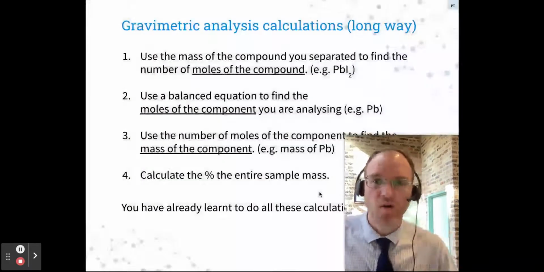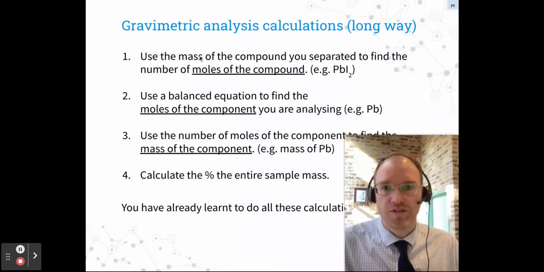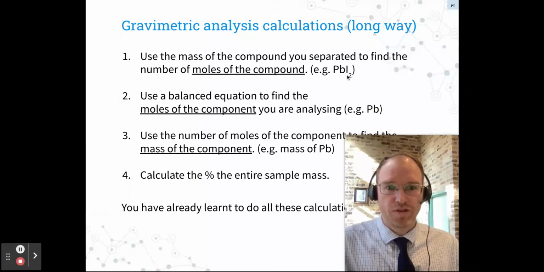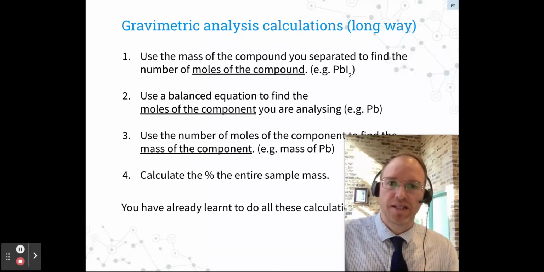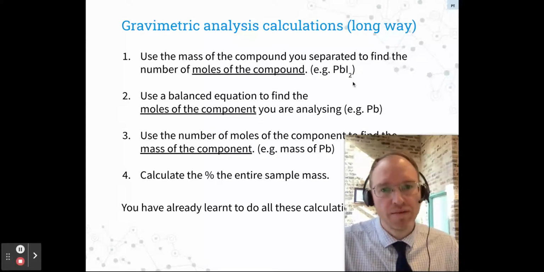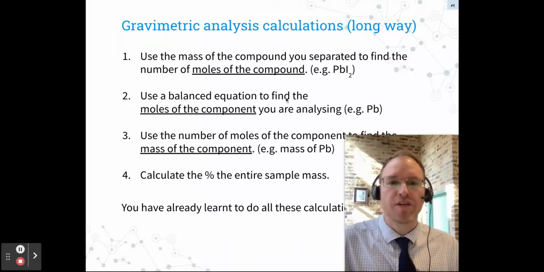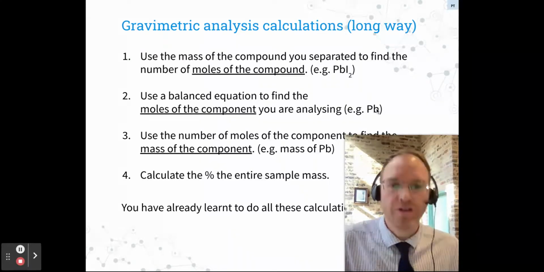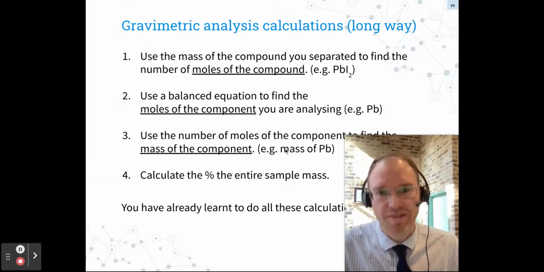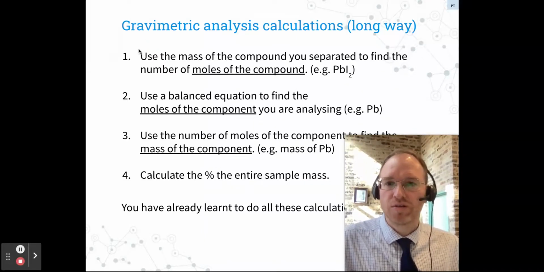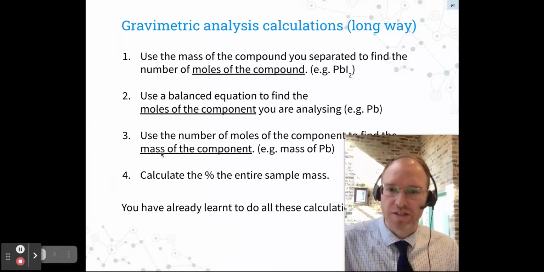Well, the long way, which I'm not going to get you to do, if you've got something like lead iodide, right? You've got your precipitate from your water sample, you've precipitated out the lead. You could work out how many moles of lead iodide we have from your mass. So then you can work out the moles of lead, then the mass of lead, and you can work out the percentage. There is a shortcut we can do to avoid having to do all those calculations.